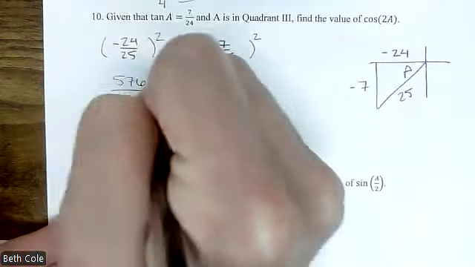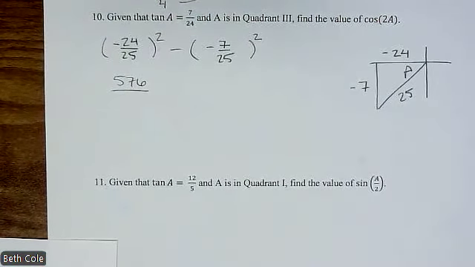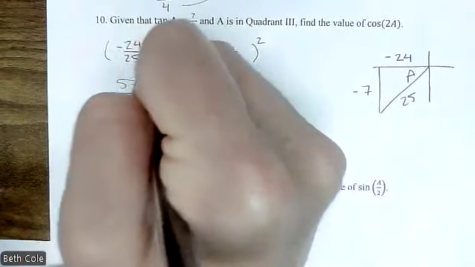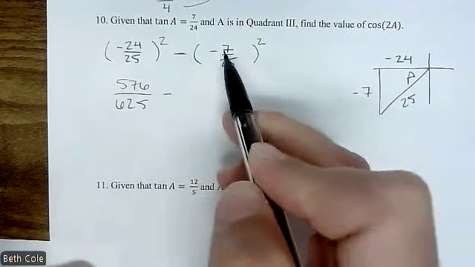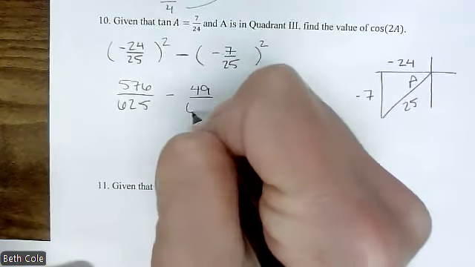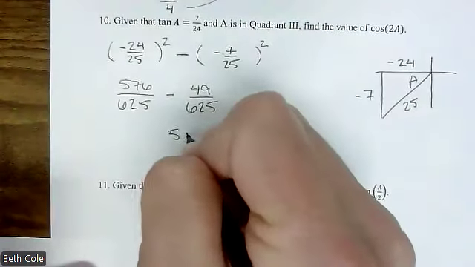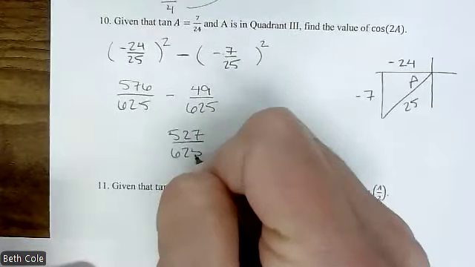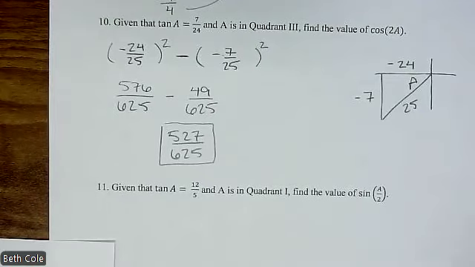It's 576. I'm just going to throw the question out there and go fishing. Does anyone know 25 squared? I just want to see if anyone knows it. 625. Good job. Minus. Now it's minus because of this negative. When we square -7, that's going to come out to just 49 over 625. And then if I subtract those, it's 527 over 625. Again, I just threw that in my calculator real quick. On your quiz, it'll be small enough numbers that you won't need it.